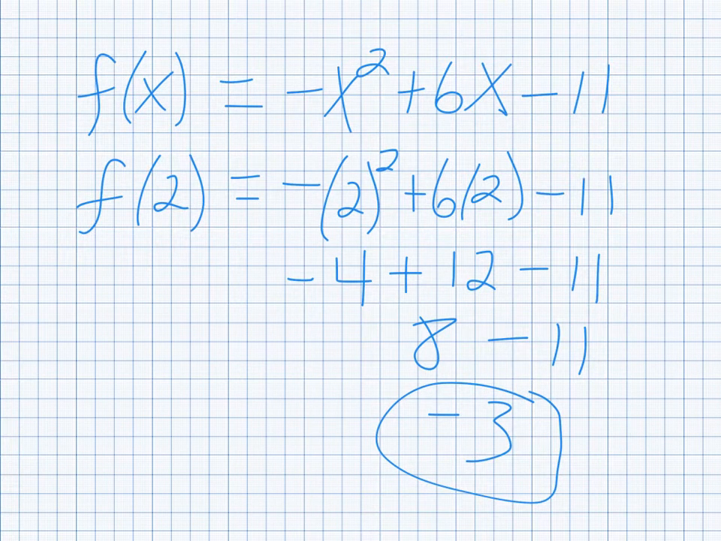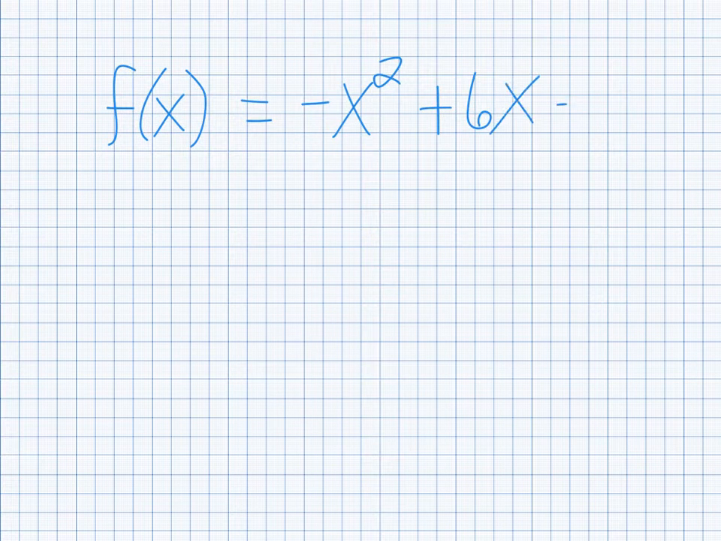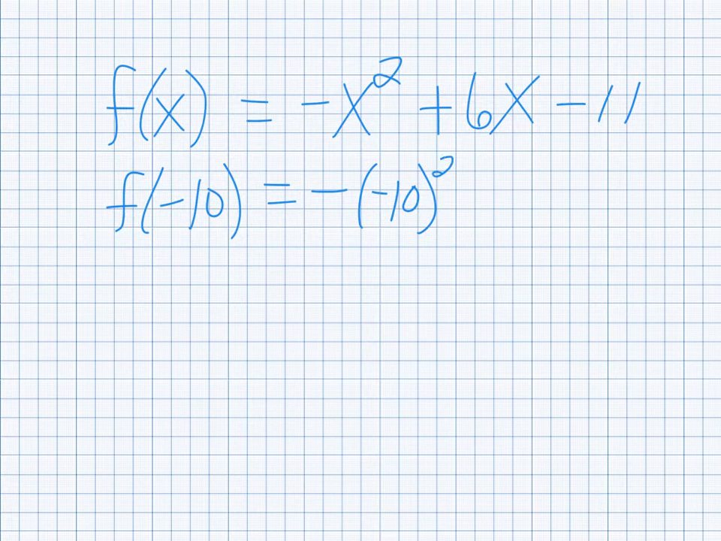Let's add a little bit of complexity, just a little bit. So now the same equation, which is f of x is equal to negative x squared plus 6x minus 11. Now let's find f of negative 10. So here we're going to substitute negative 10 for x. So this is going to be the opposite of x squared. X in this case is negative 10. So notice that the negative goes inside the parentheses. Plus 6 times negative 10 minus 11.